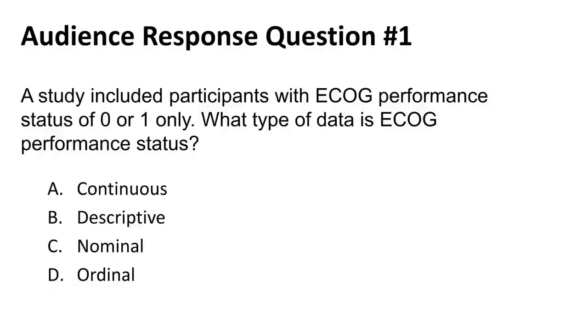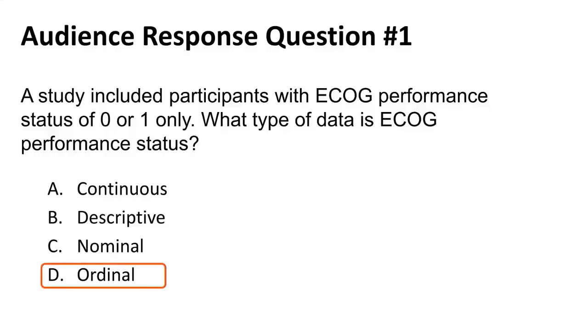Let's see where our knowledge is at for types of data. So the first response question I have for you is as follows. A study included participants with ECOG performance status of 0 or 1 only. What type of data is ECOG performance status? A, continuous, B, descriptive, C, nominal, or D, ordinal?